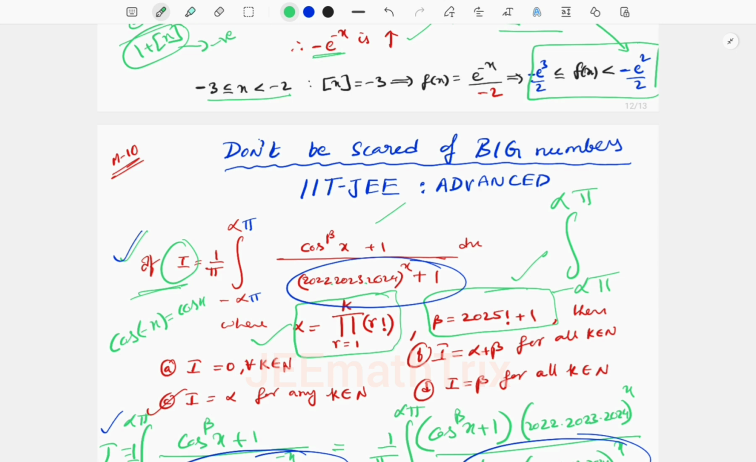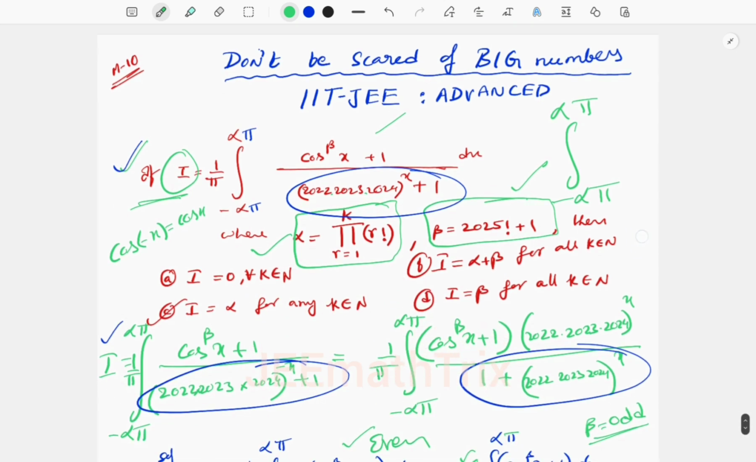Like this, many times in JEE Advanced such questions are given, where we should not be worried or scared of big numbers. We have to look into the values carefully, so that you will get the answer.